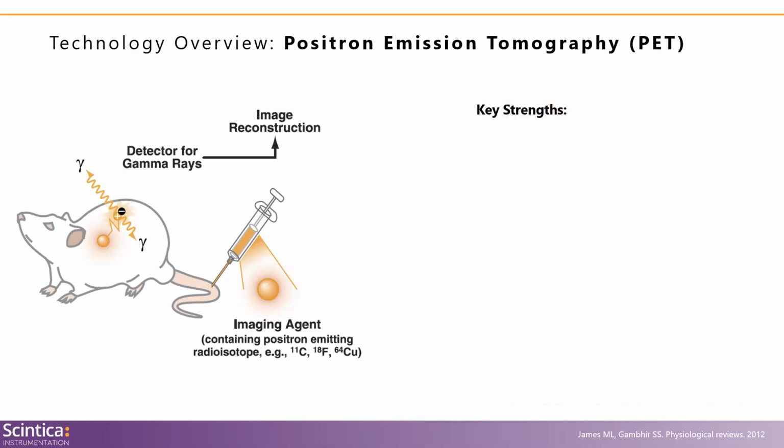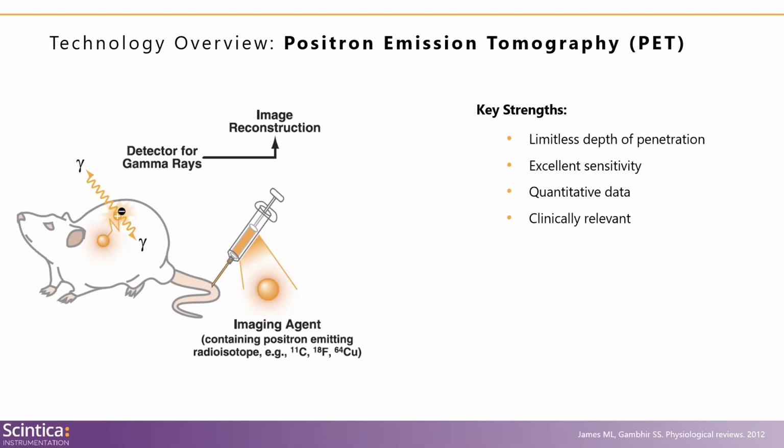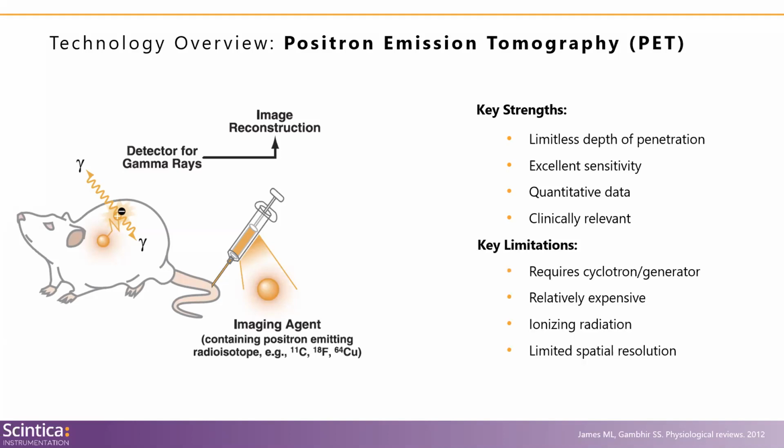Since biochemical changes generally occur before anatomical changes in disease, as I mentioned earlier, PET does have a clear diagnostic advantage over some of those anatomical techniques such as CT and MRI. I would say the key strengths of PET include its excellent sensitivity, that limitless depth of penetration, similar to MRI, and quantitation capabilities. And then similar to MRI, of course, it is also a clinically relevant technology. However, it is quite costly and it does require radioisotopes. This is something that needs to be considered.